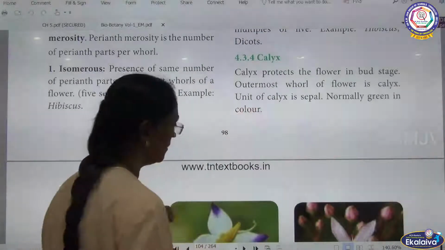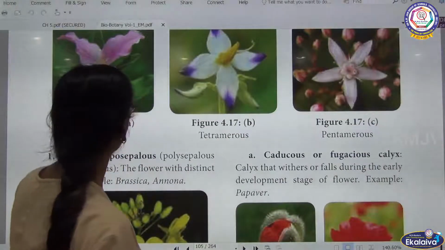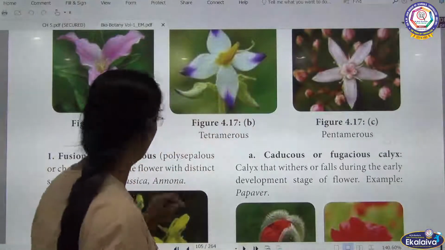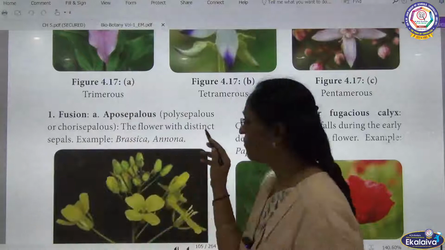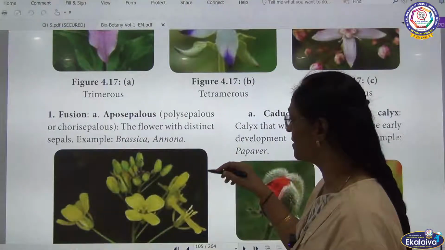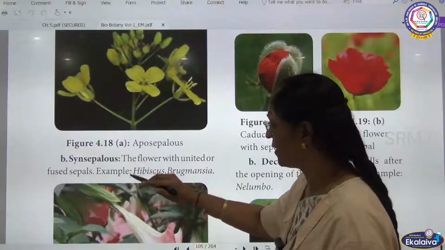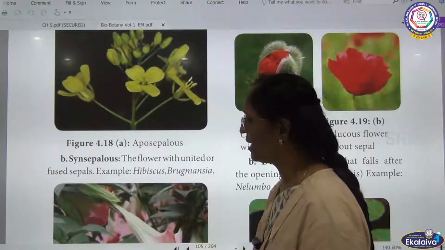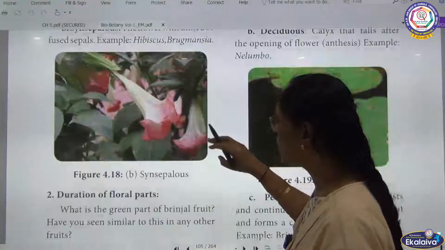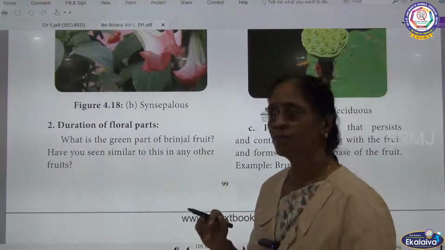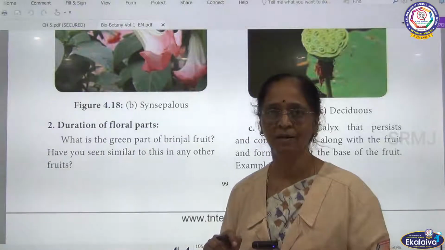So, you will find here the calyx. You can see these are the calyx, the green colored parts. Polysepalous, the flowers with distinct sepals, you will find in brassica where they are free, or they may be united, and then you call it syngamosepalous or gamosepalous. And then the duration of the floral parts. What is the function of the calyx? We said that the calyx protects the flower in the bud condition.